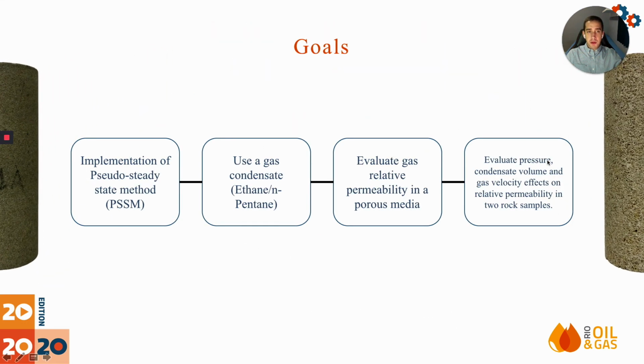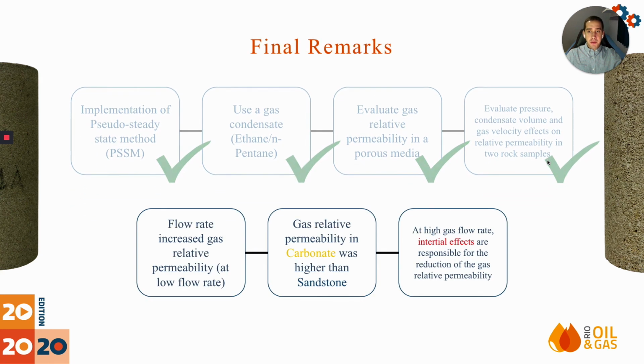So the goals that I talked about at the beginning, we were able to accomplish them. And as a final remark for this work, we could see that at low flow rates, we could increase the gas relative permeability as we increased the flow rates, and the gas relative permeability in the carbonate was higher, and at high flow rates we could see some inertial effects that reduced the gas relative permeability for both samples.